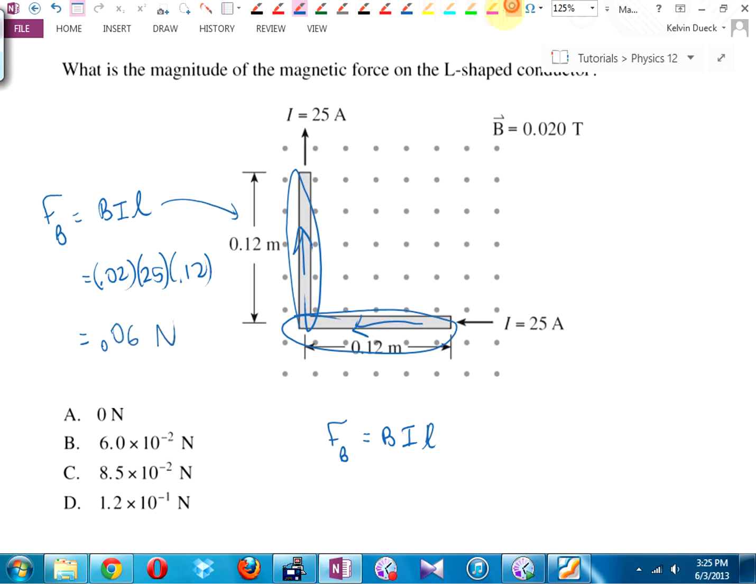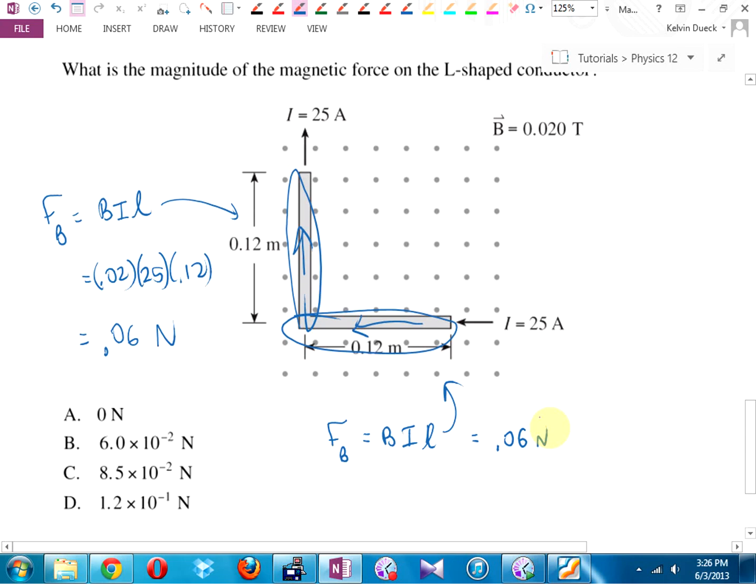Newtons. Is that okay so far? I'm going to do the same for this section, which turns out to be exactly the same numbers. But here's the problem. This is force. It's a vector. I'm going to have to be adding some vectors together. First of all, I need some directions.